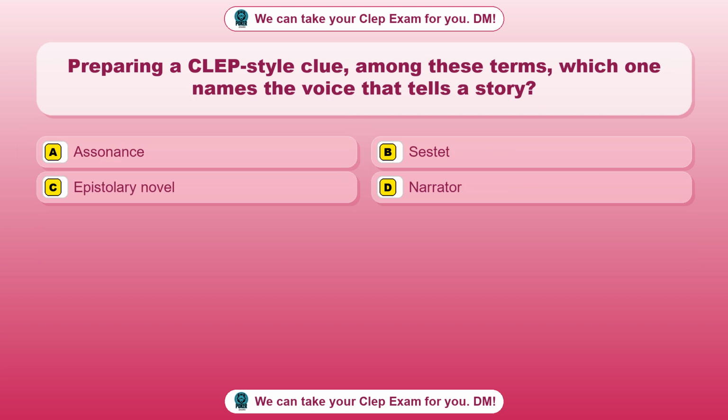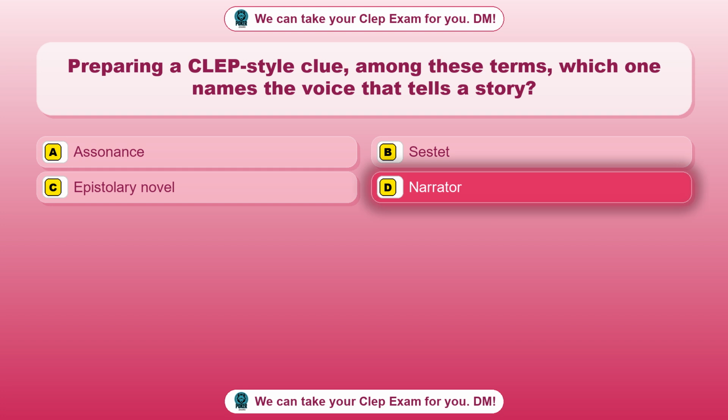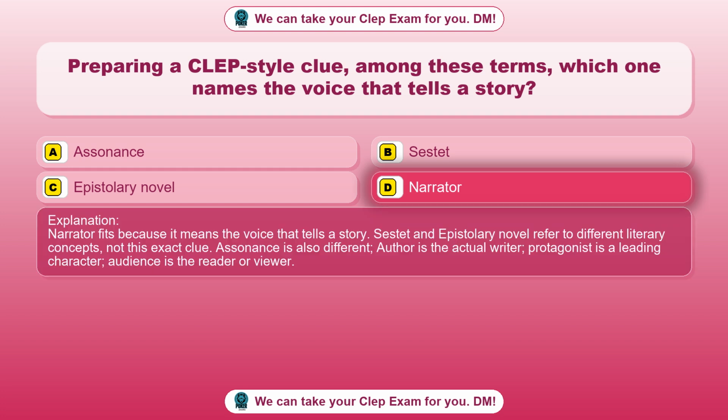Question 76. Preparing a CLEP-style clue among these terms, which one names the voice that tells a story? Option A, Assonance. Option B, Sestet. Option C, Epistolary novel. Option D, Narrator. The correct answer is option D, Narrator. Narrator fits because it means the voice that tells a story.